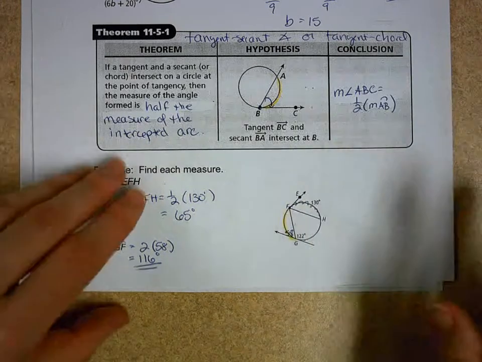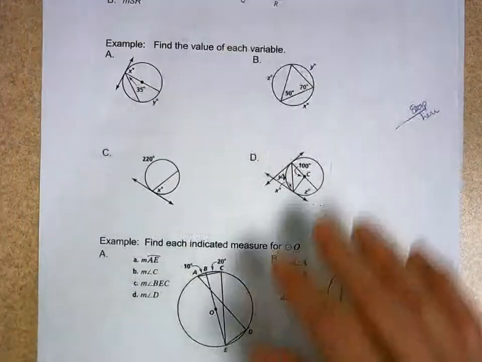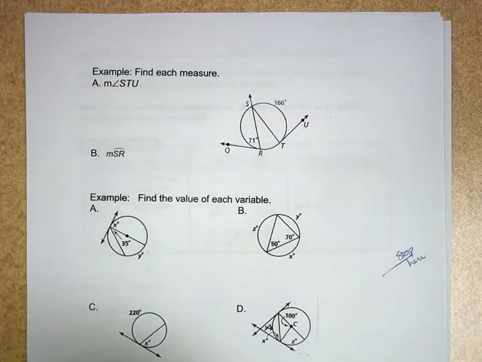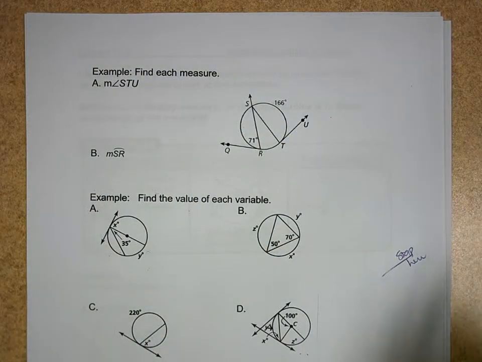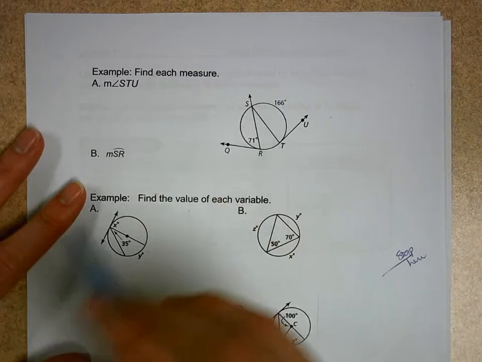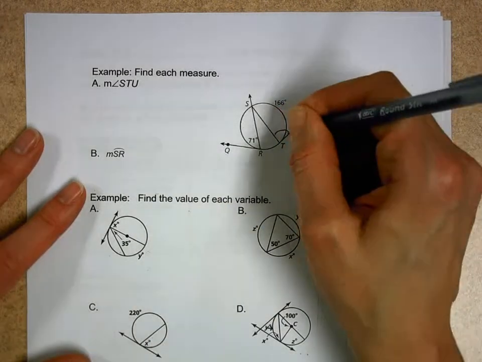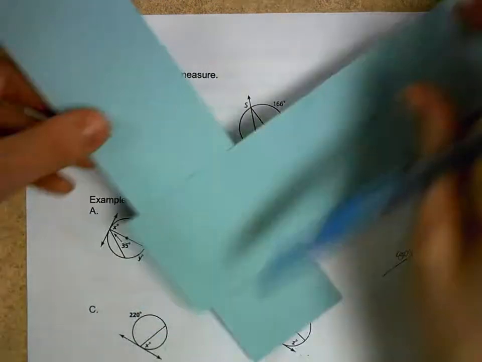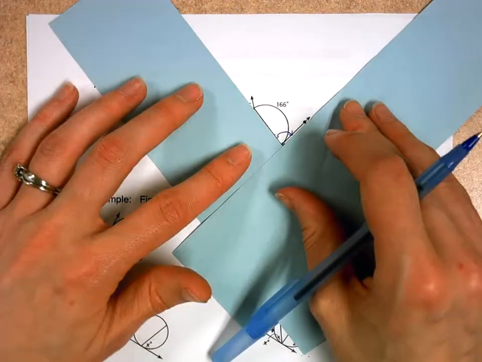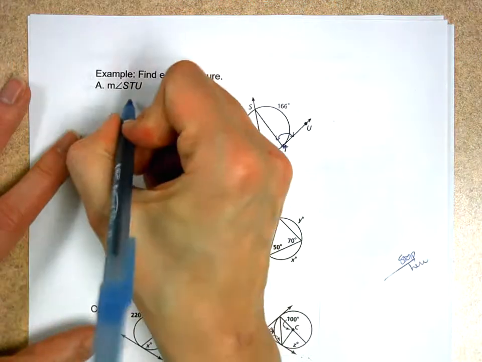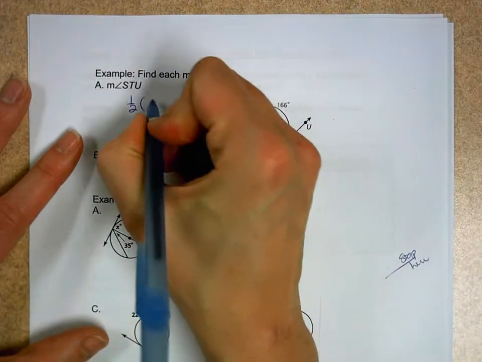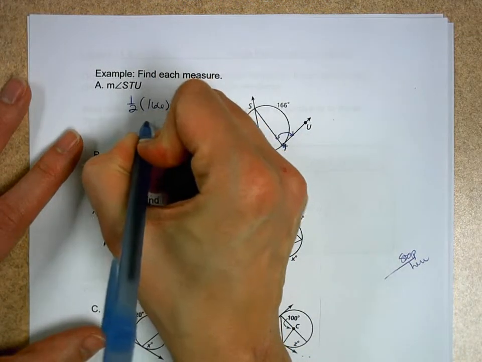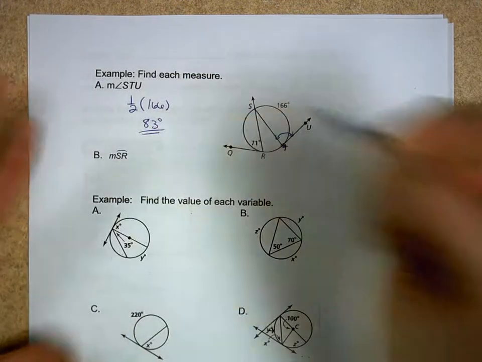And now I'm going to do just a couple examples on the other page that I didn't do in notes in class because I want to show you exactly how easy these are. Let's look at the next one again. I want to know the measure of STU. Its vertex is on the circle, so I'm looking for its intercepted arc. Oh, look, it's 166 degrees. So it's just 1/2 of 166 degrees. I'm going to get 83 degrees.